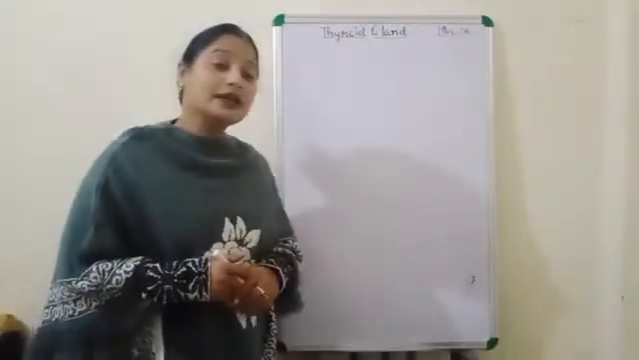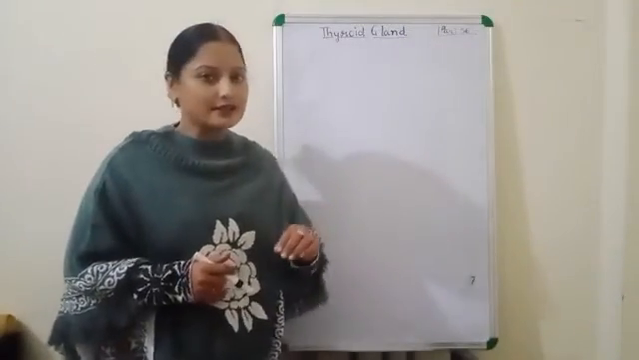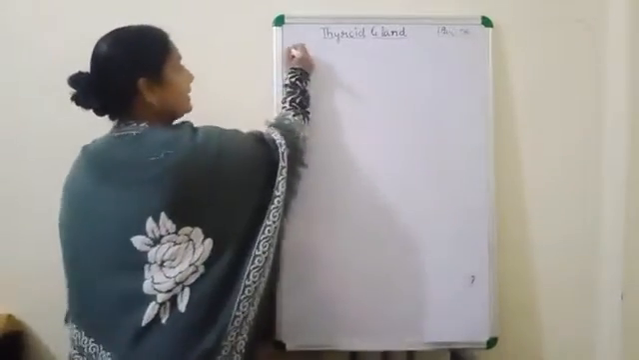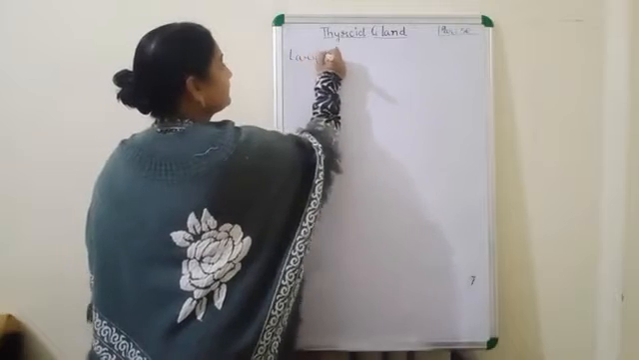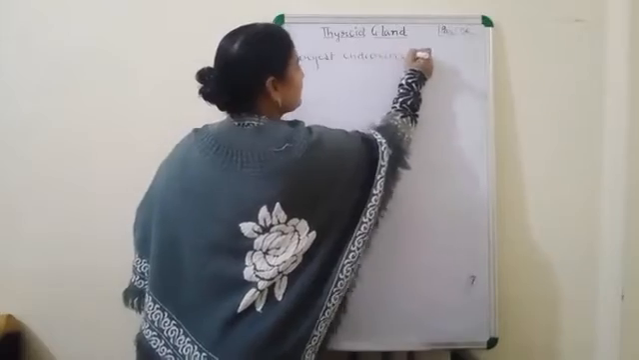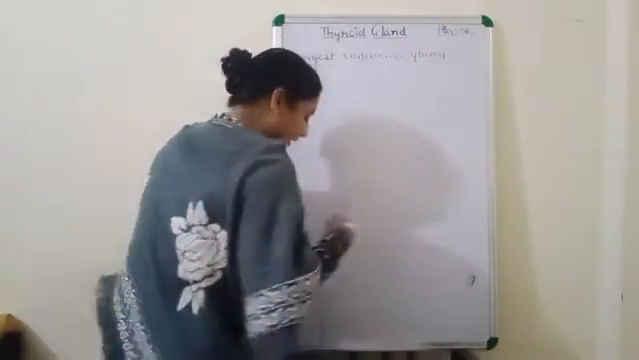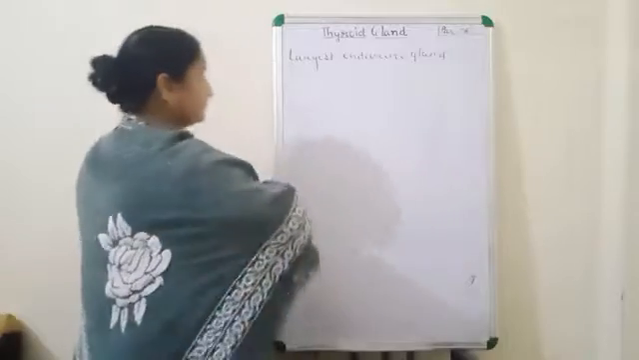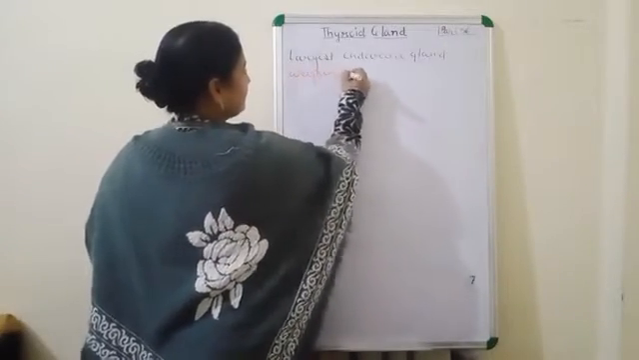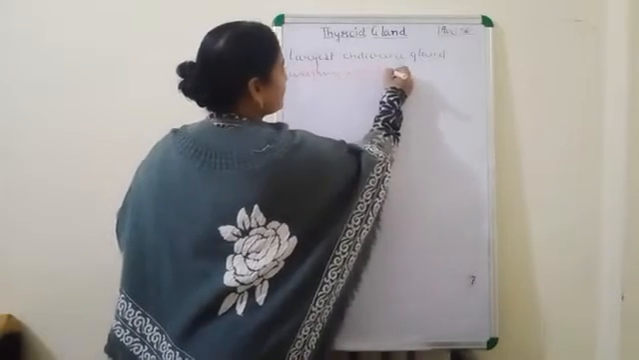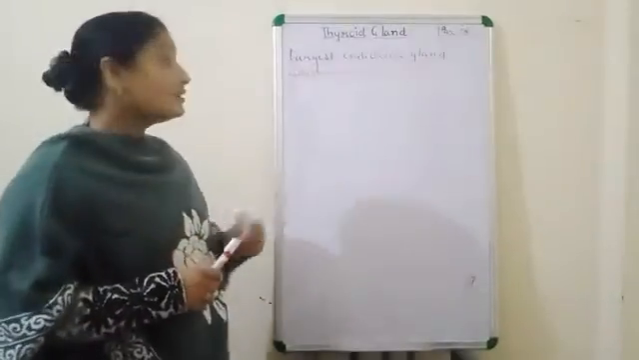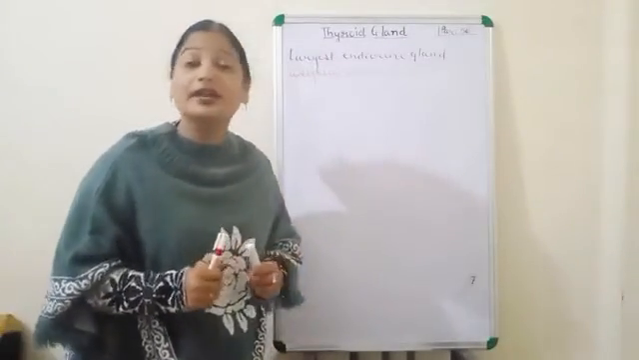Now children, this thyroid gland is the largest endocrine gland, weighing about 25 grams. Okay. So this is the largest endocrine gland.